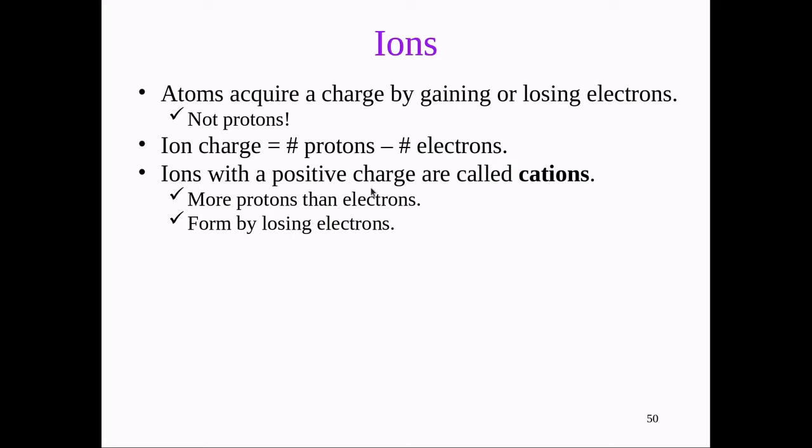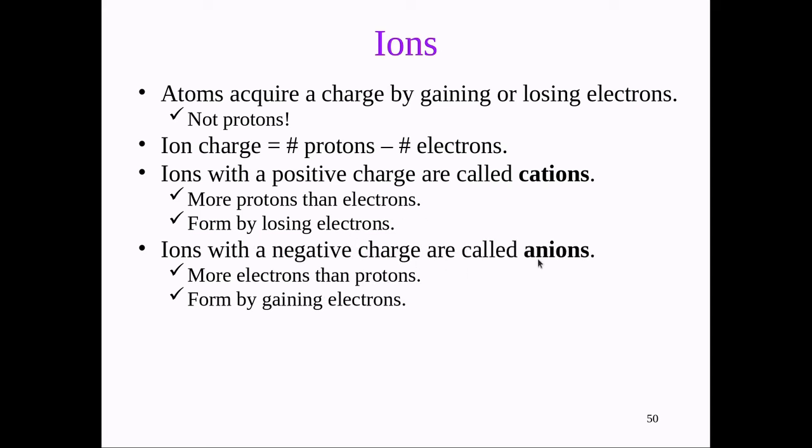So the ions that have that positive charge are called cations. And I always remember this because cats are inherently positive things. So this is the case where we have more protons than electrons, okay? And that occurs by losing electrons.